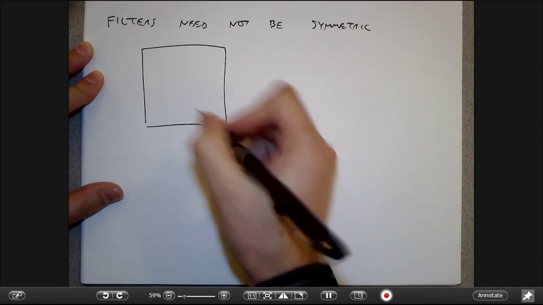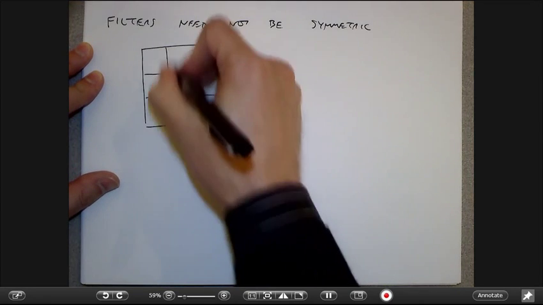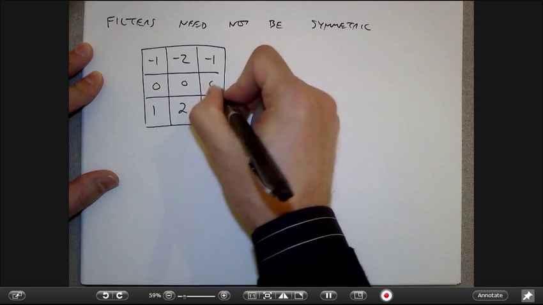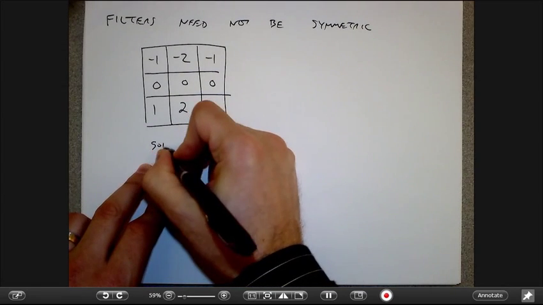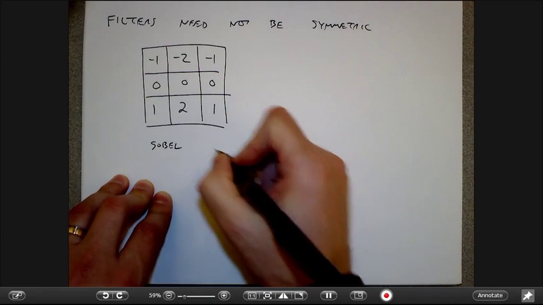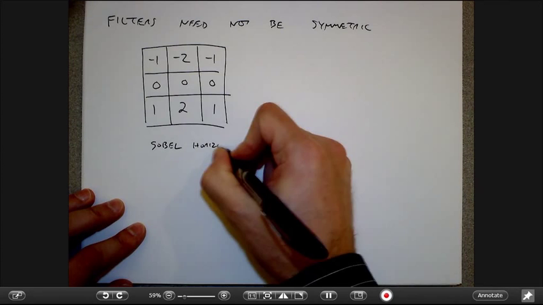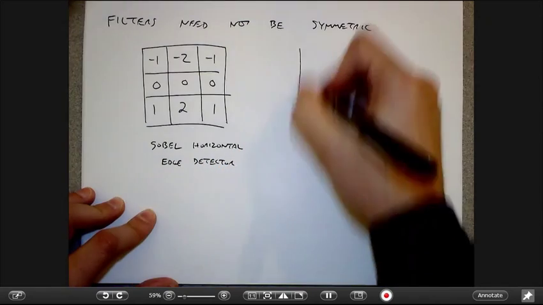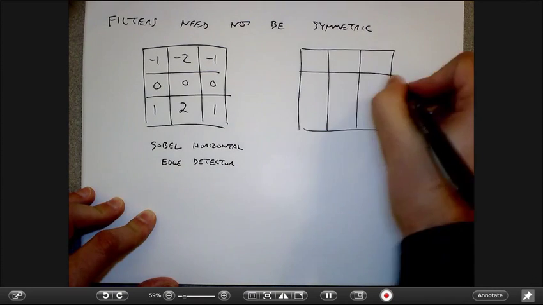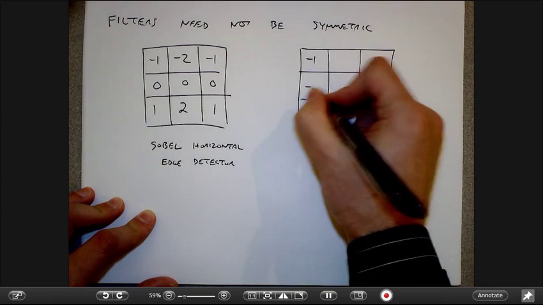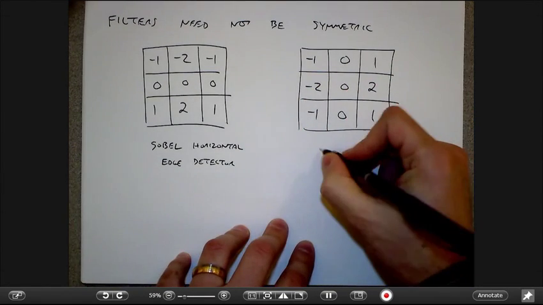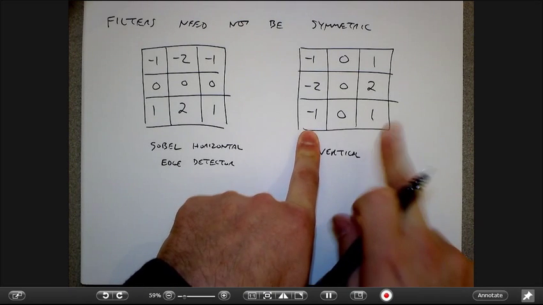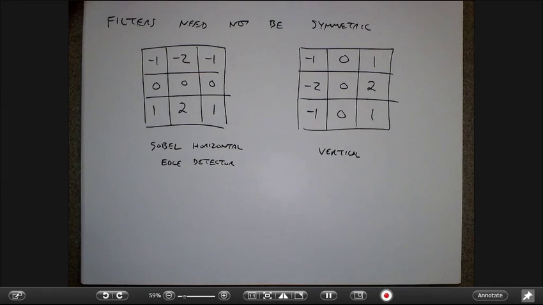So for example, let's consider this filter, which I think we touched on a couple of lectures ago. This is called a Sobel, I guess I would call this a Sobel horizontal edge detector. And the transpose of that is basically the vertical edge detector. So now that we know how these things work, we can see that, for example here, if the intensities on this side are a lot brighter than the intensities on that side, then this is going to respond strongly to that type of edge.